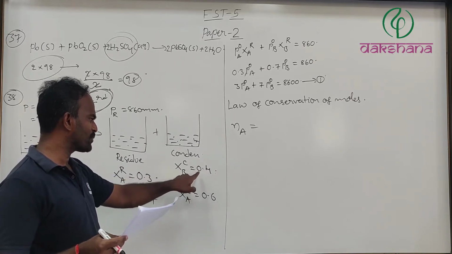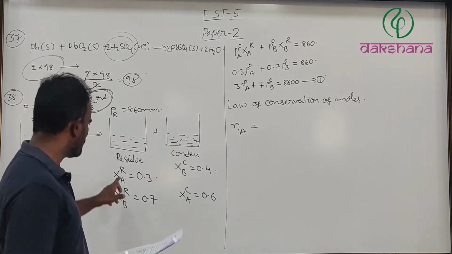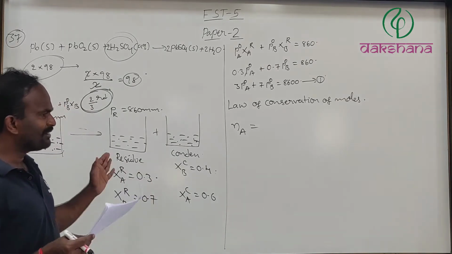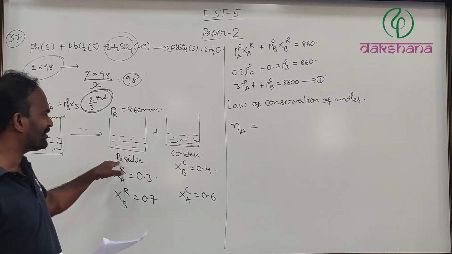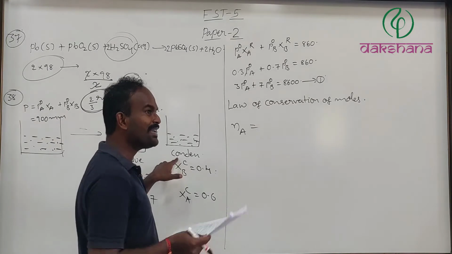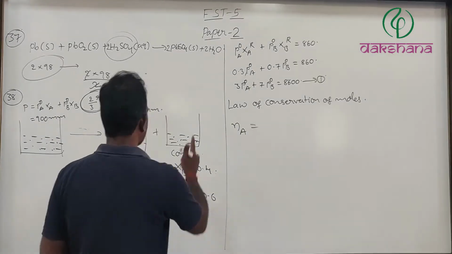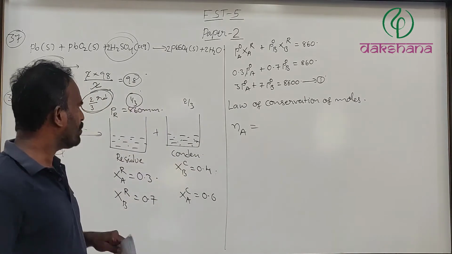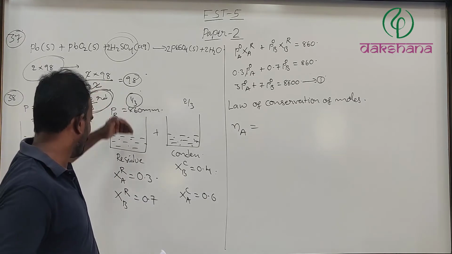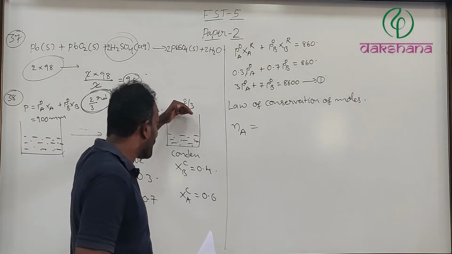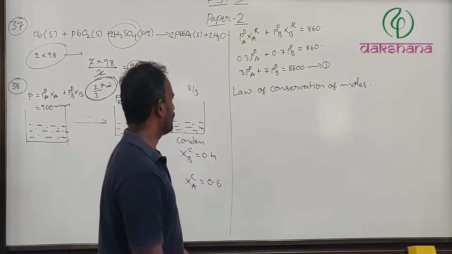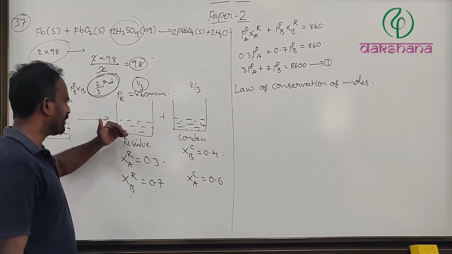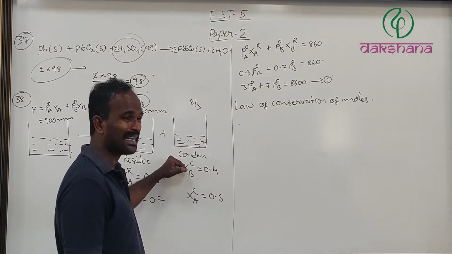In the residue, the mole fractions are 0.4 as well as 0.6. Here for A, we know that 0.3 as well as 0.7. 1/3 is left, that is the residue, and 2/3 is condensed, that is distilled over. So it is going to be a 2/3 part and a 1/3 part. Now, the total number of moles of A in the residue and the total number of moles of A in the condensate. As we discussed, by the law of conservation of moles, the 1/3 part will be the residue left and the 2/3 part will be the condensate.